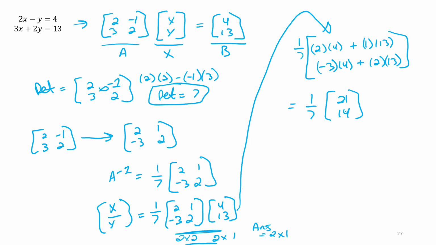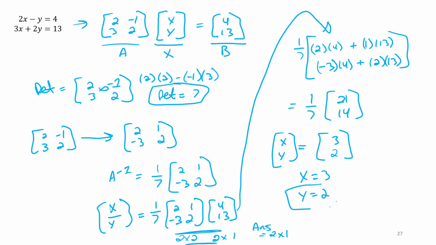So now if we distribute out the 1/7, we're not going to have any fractions that we're going to have to deal with. So now 21/7 is equal to 3, and 14/7 is equal to 2. And then we still have our x and y matrix. And so our x would equal 3, and our y would equal 2. And that would be it for this one.